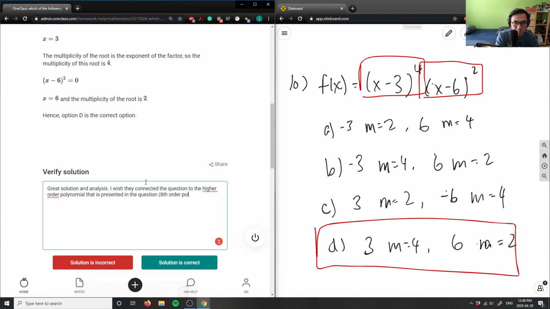8th order polynomial having x equals 3 and 6 as roots, where x equals 3 would have multiplicity of 4, and x equals 6 having multiplicity of 2. I think I misspelled multiplicity. Yeah, multiplicity. There we go. Great solution to answer. This solution here is correct.